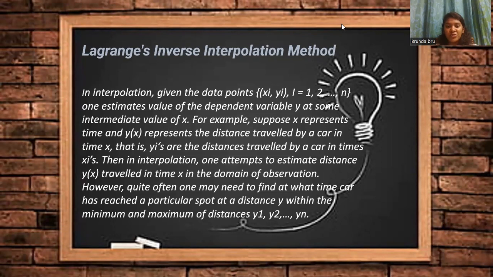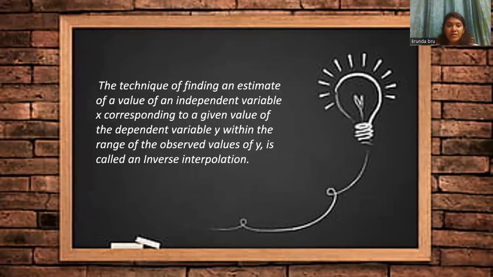Then in interpolation, one attempts to estimate the distance f of x traveled in time x in the domain of observation. However, quite often one may need to find out what time the car has reached a particular spot at distance y within the minimum and maximum of distances y1, y2 until yn. The technique of finding an estimated value of an independent variable x corresponding to a given value of the dependent variable y within the range of observed values of y is called inverse interpolation.